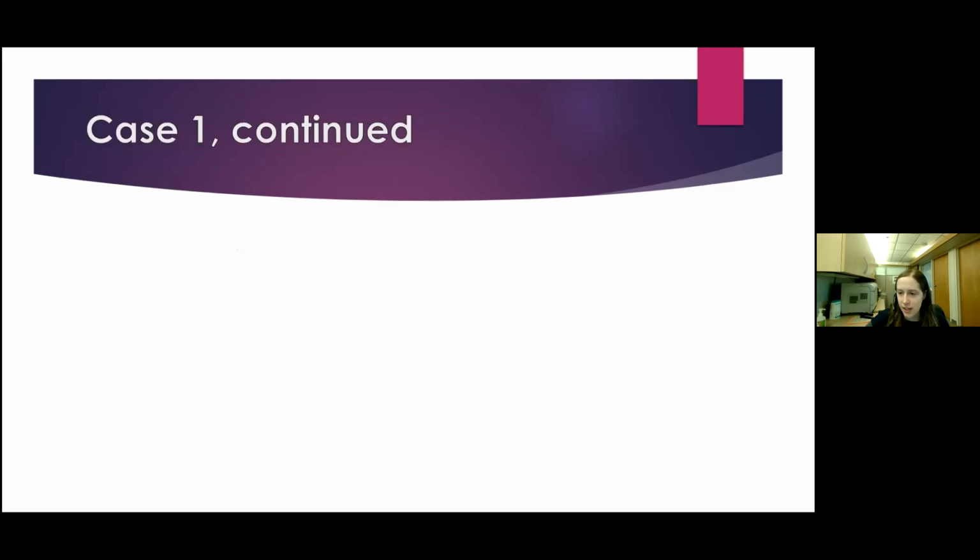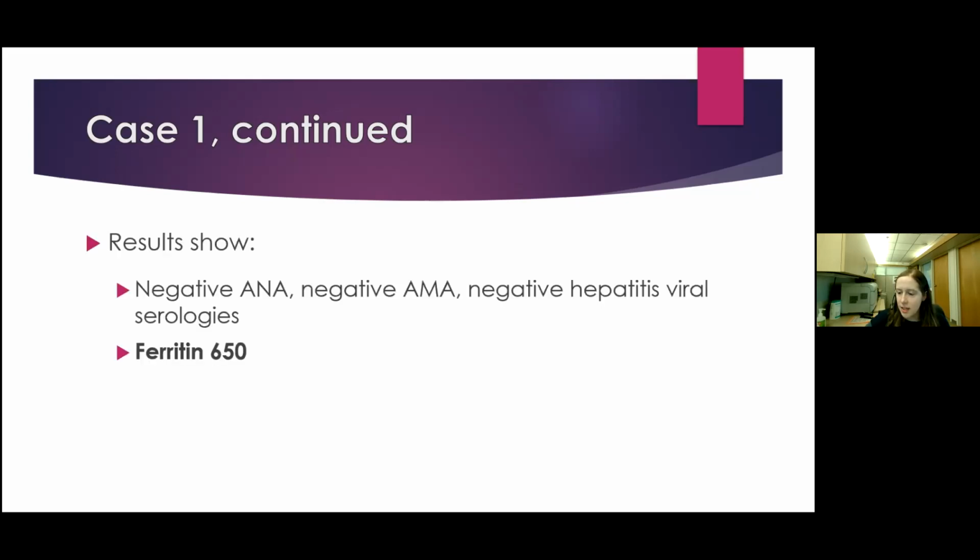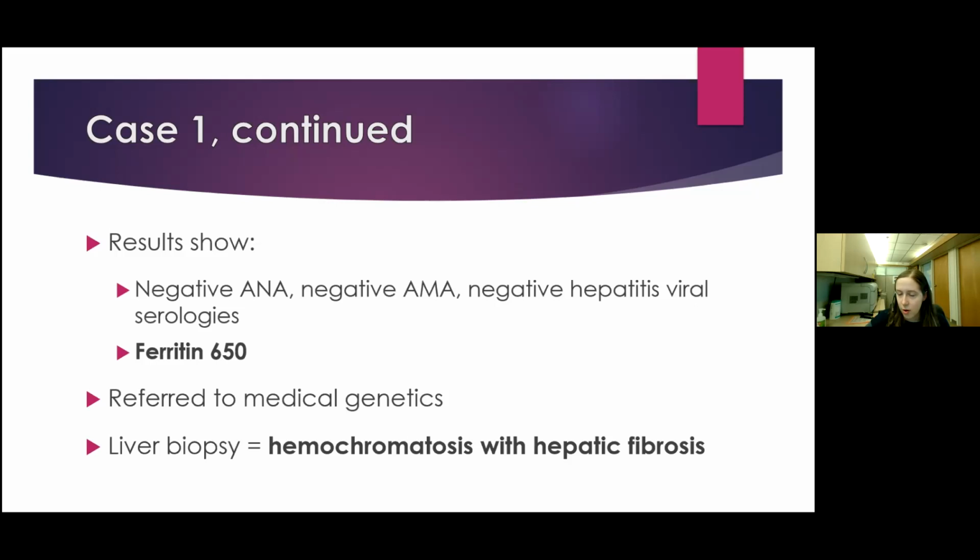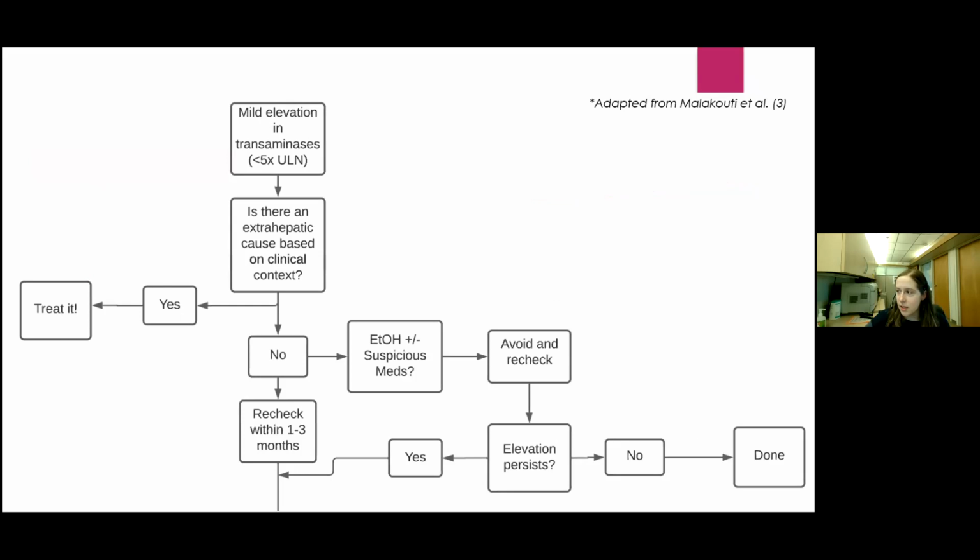So for our patient, he gets that first round of testing done, and let's just say he had a family history of autoimmune disease, and so you decide to test for that. His ANA and AMA are negative. His viral panel is also negative, but he has an elevated ferritin. So he gets referred to medical genetics, gets a liver biopsy, and is found to have hemochromatosis with hepatic fibrosis. A little clue here was that this was somewhat of an earlier onset type 2 diabetes. This was a gentleman in his early 40s, which is a clue for the diagnosis of hereditary hemochromatosis in this patient.